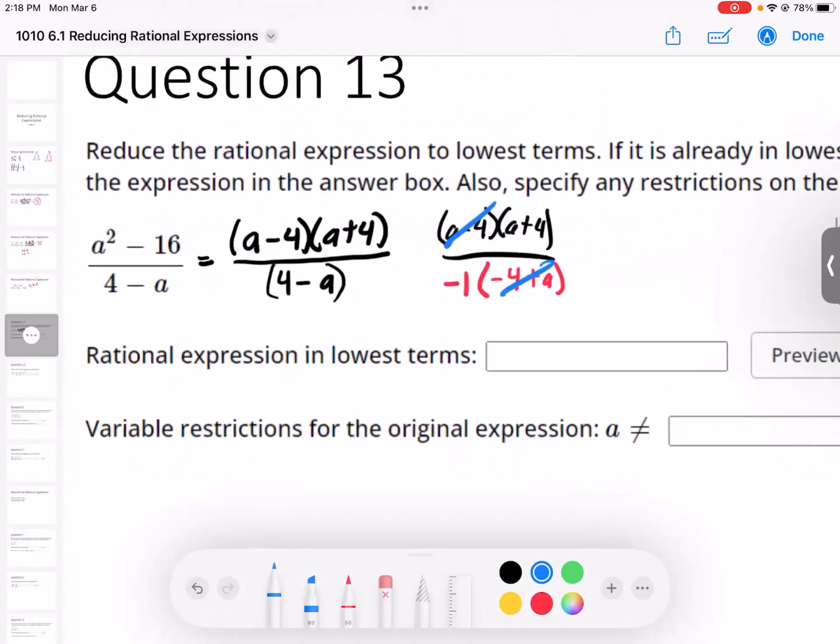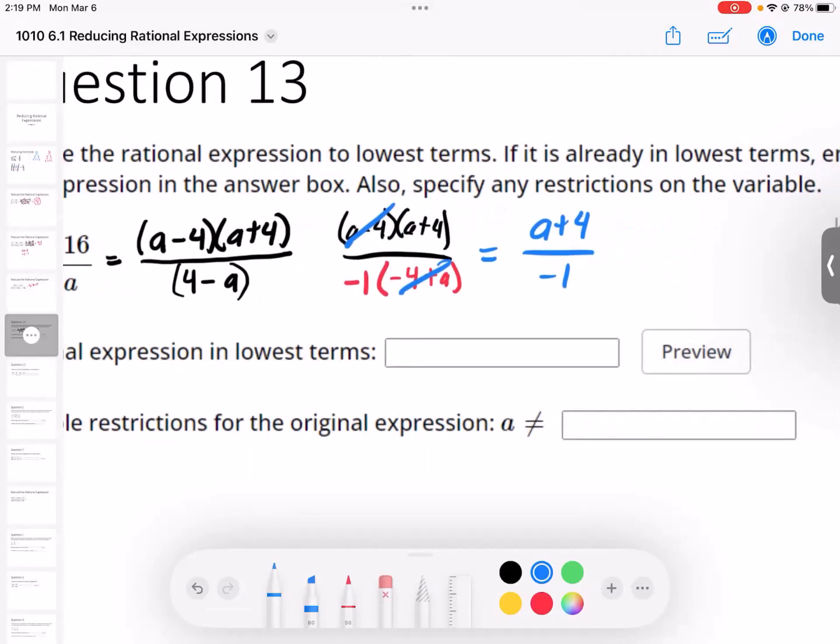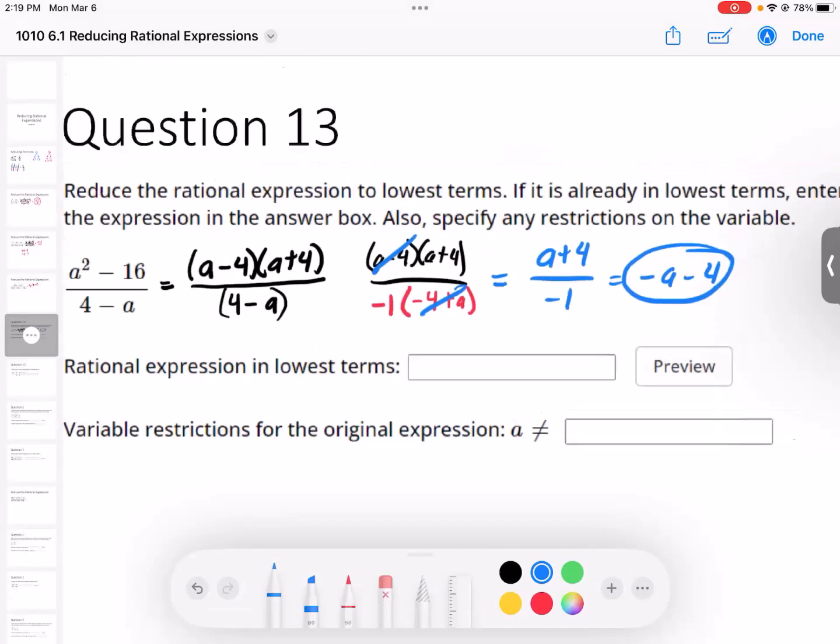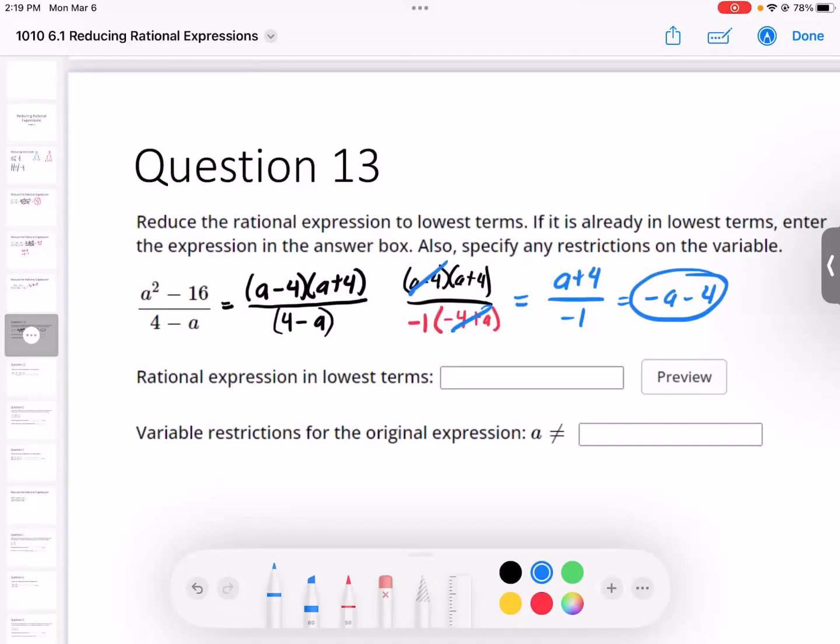So once I do that, my answer is going to be a plus 4 divided by negative 1. Well, I could distribute that division by negative 1, which would just give me negative a minus 4. And so that would be the most simplified version of this rational expression. And that's what I would put in here. Any questions on that?